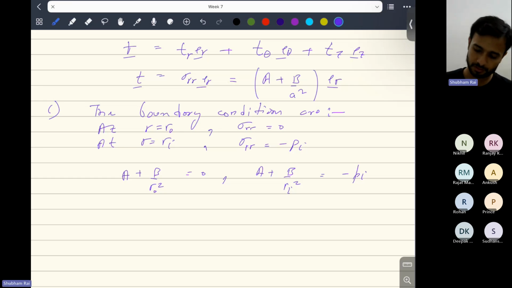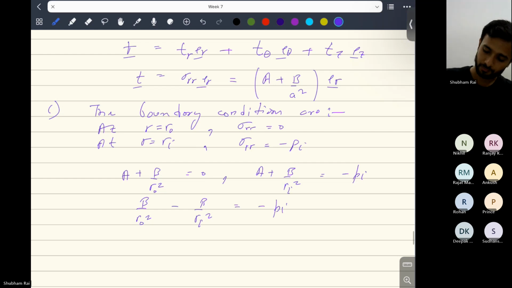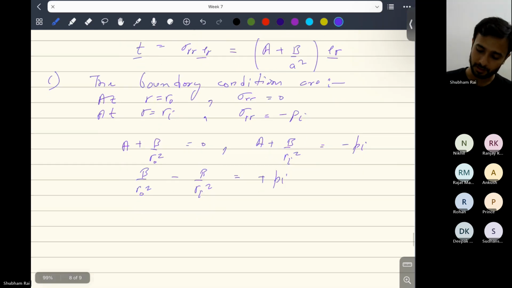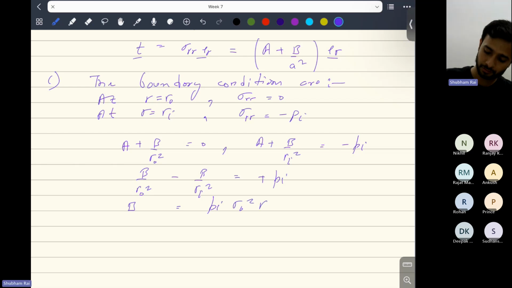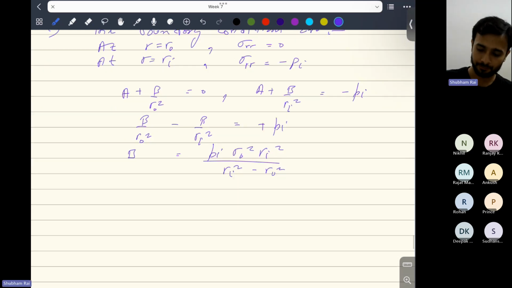you can simply subtract these two equations, so you get v over r naught square minus v over ri square is equal to minus p plus p actually. Because I have subtracted the second equation from the first equation, so you can take v as common, and finally you will have p r naught square ri square over ri square minus r naught square. So this will be your b, and it will be negative because ri square is less than r naught square.